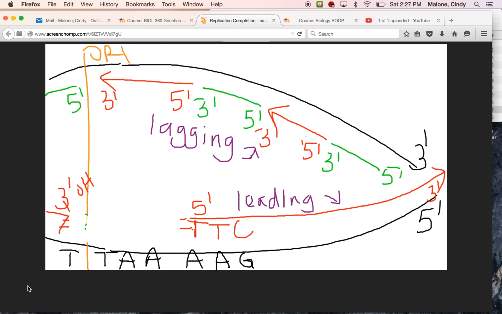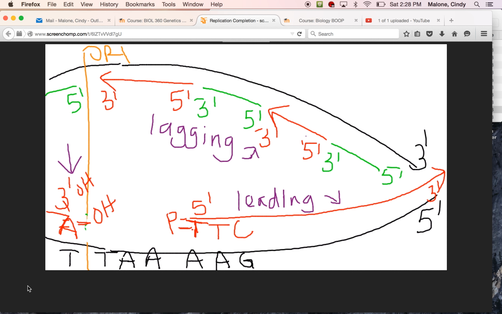And what does it have to do? What does a polymerase need in order to add new nucleotides? It needs a juicy 3' OH. Well, where do we see a juicy 3' OH? We see a juicy 3' OH right here from the lagging strand on the opposite side of the origin. So the last nucleotide here, which was an A, has a 3' OH hanging off right there. This T over here has a 5' phosphate hanging off the end of it.